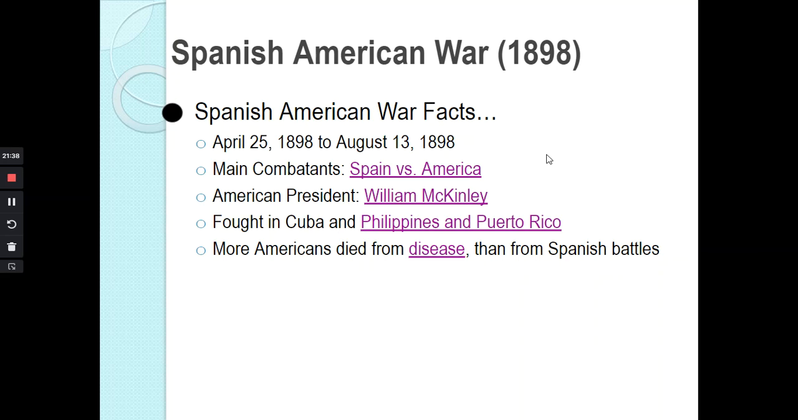Some of the facts about the war, why it's called a splendid little war. Well, notice it only lasted from April to August. So it was a quick war, thank goodness. It was Spain versus America. The president was William McKinley. And most of the fighting took place in Cuba, the Philippines, and Puerto Rico. Notice that last point. More Americans died from disease than from the battles with Spain. The main disease coming from, of course, the mosquito. Many Americans would die from malaria.